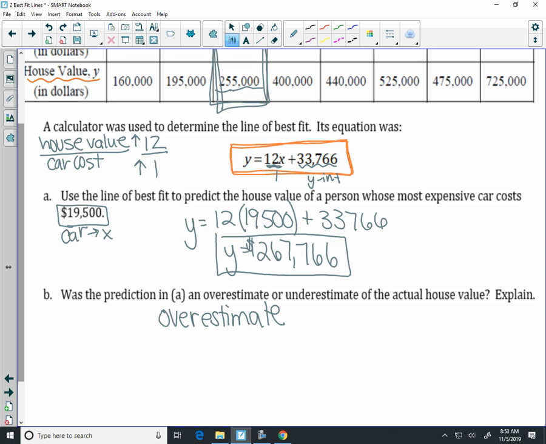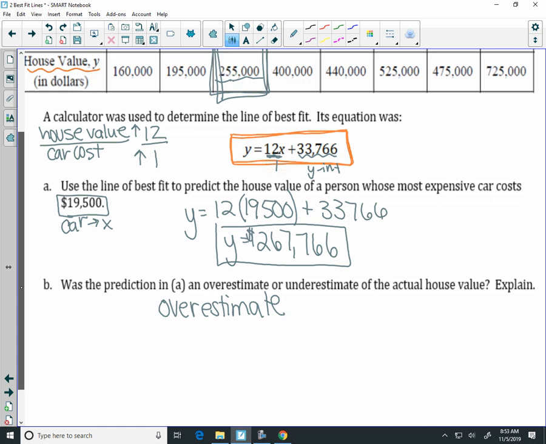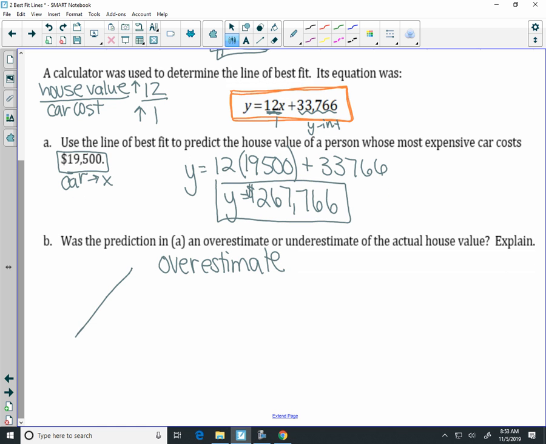So if you want to envision the way this line would look in the scatter plot, the line would be an uphill line, and that actual data point that we're talking about would be above that line. Some of the others might be below, because that's how best fit lines work, okay? But this point would be above the line.